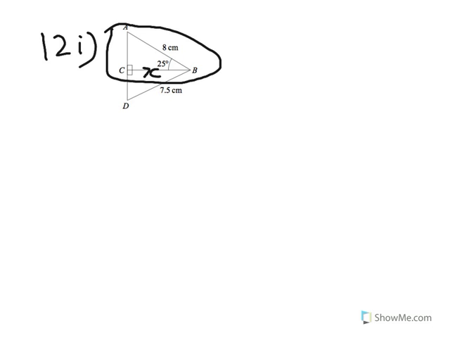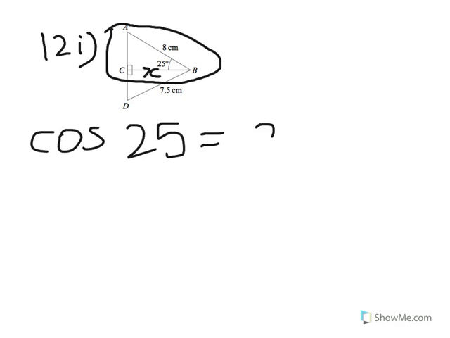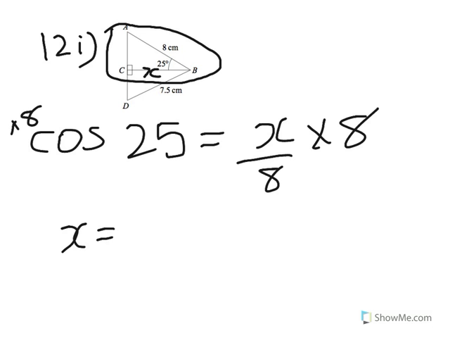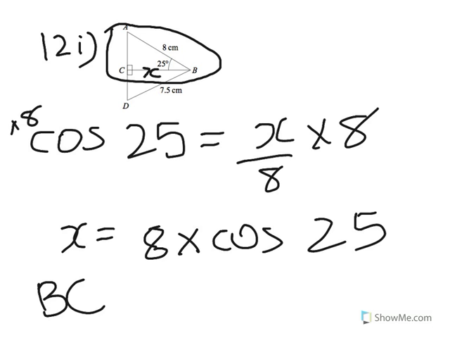In this case, you have to think about SOHCAHTOA, which I explained in the previous video, and it's basically what function relates the adjacent and the hypotenuse side, and it's the cosine function. So cosine of 25, the angle, is equal to adjacent, which is x, over hypotenuse. So we times by 8 on both sides, and we get x, which is the BC, is equal to 8 times cosine 25. So BC is equal to 7.25, and I've already corrected this to 3 significant figures.